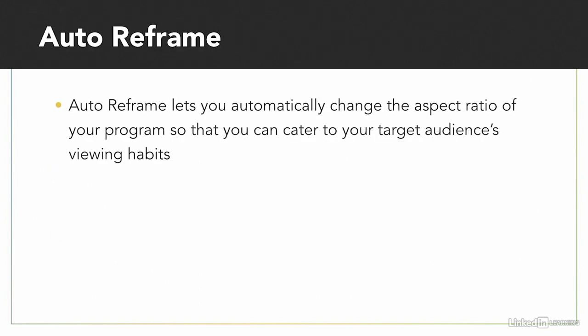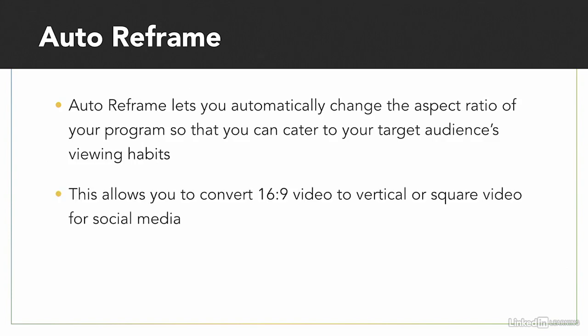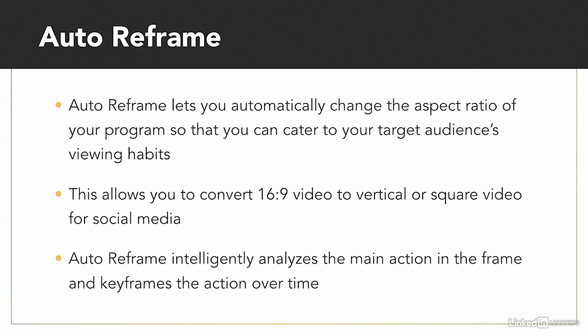So what is Auto Reframe? Auto Reframe allows you to automatically change the aspect ratio of your program so that you can cater to your target audience's viewing habits. This allows you to easily convert your 16:9 video to vertical or square video for social media. And the best part is Auto Reframe intelligently senses the main action in the frame. It analyzes each shot and situates the new video frame over the most important areas of action, and even keyframes the action over time. Let's take a look.